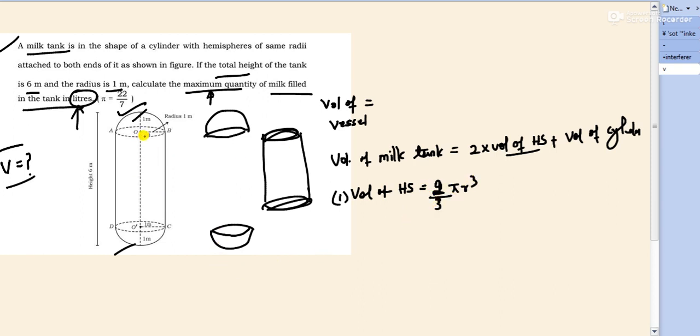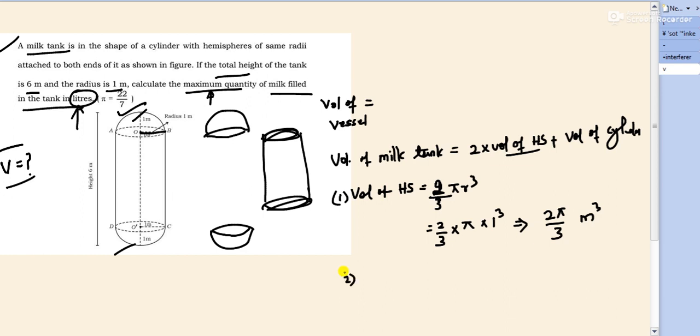Now you have r, you can substitute. So 2 by 3, let me take pi as pi only, I will substitute it later. And r is how much? It is 1, correct? So this is 1 cube, which is equal to 1. So this becomes 2 pi by 3 meter cube.